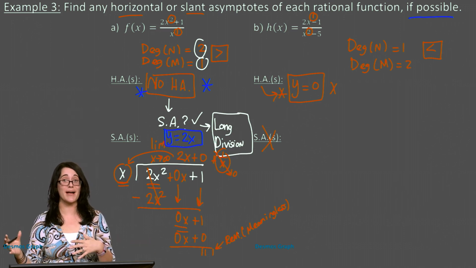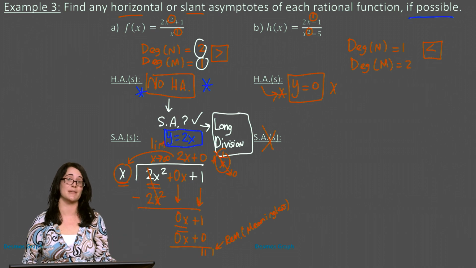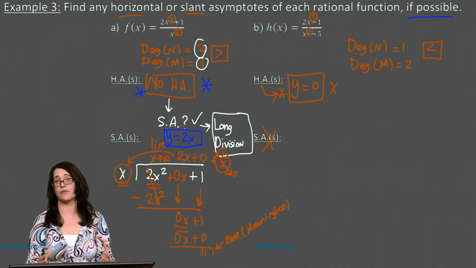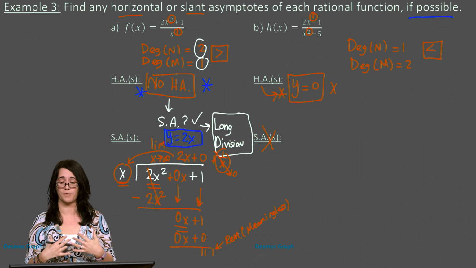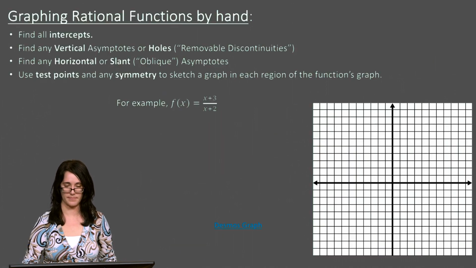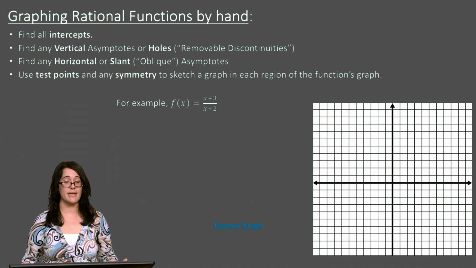Okay. Well, let's go on the hunt now for putting this all together. We've talked about vertical asymptotes, we've talked about horizontal and slant asymptotes. Can we put this information together to draw our own graphs of rational functions? Let's see what happens. We summarize here the main steps.